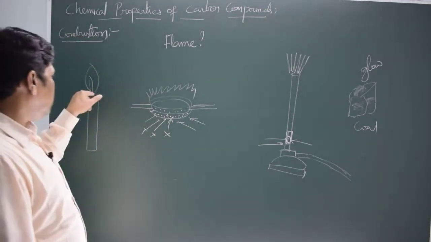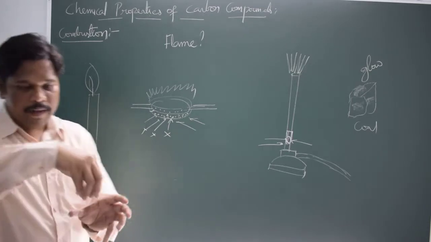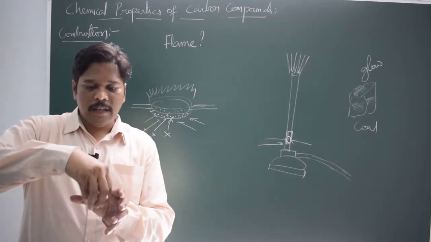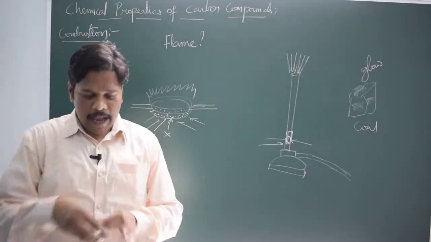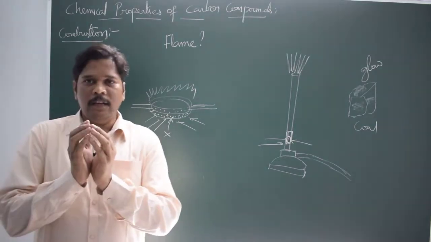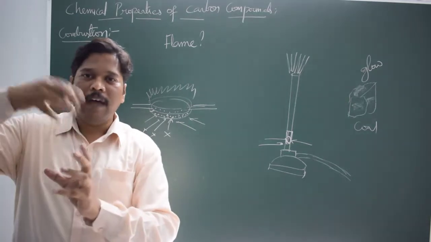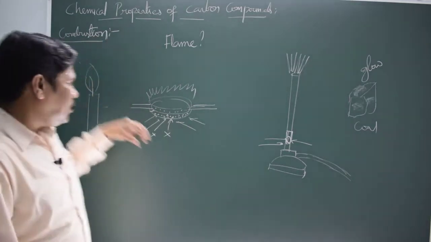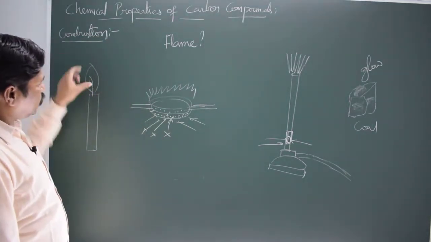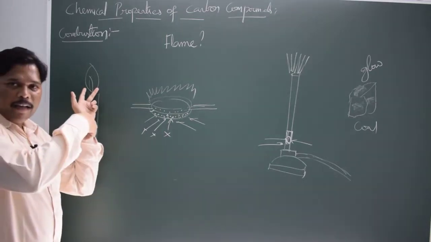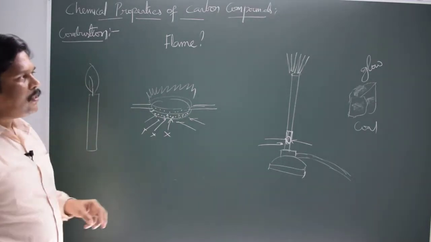On heating, it turns into liquid. And then we have a wick for the candle. The liquid wax rises up due to capillary action, and then it starts converting into vapor, and then the vapor starts burning. So it is the vapor of the wax which burns. The vapor of the wax is in a gaseous state, so it results in the flame.